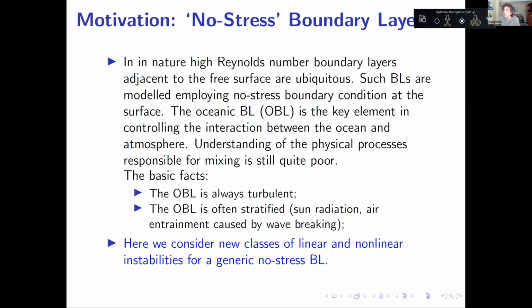So the oceanic boundary layer is the key element in controlling the interaction between the ocean and atmosphere, and therefore understanding the physical processes there, particularly those responsible for mixing, is necessary, and at present it's still quite poor. The basic fact about this oceanic boundary layer is that it is always turbulent, and often stratified because of sun radiation absorbed there, and air entrainment caused by wave breaking. So here we consider new classes of linear and nonlinear instabilities for a generic no stress boundary layer.